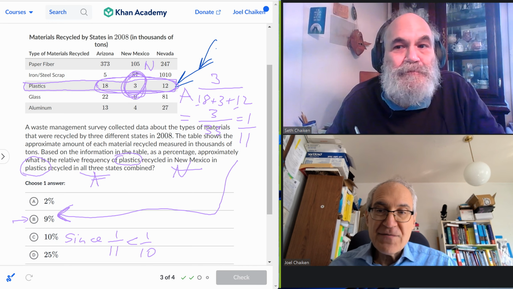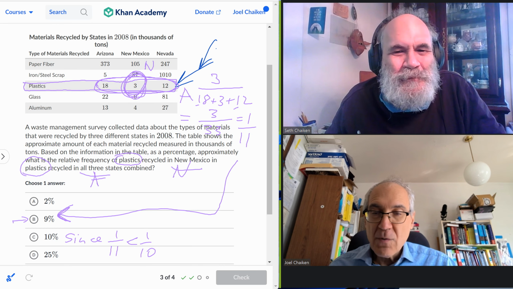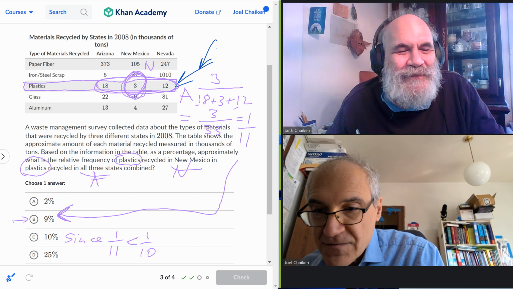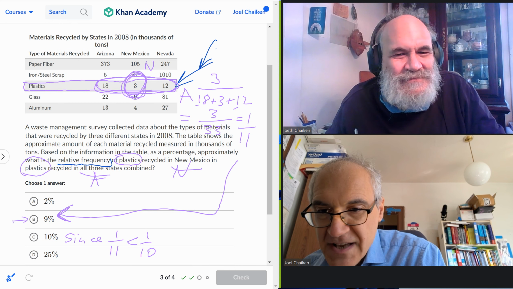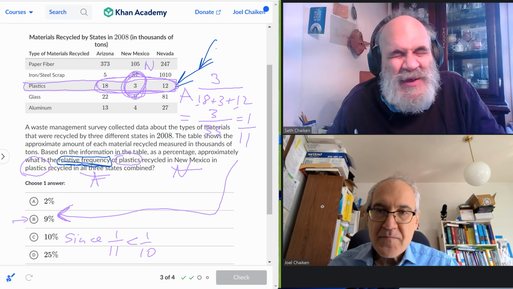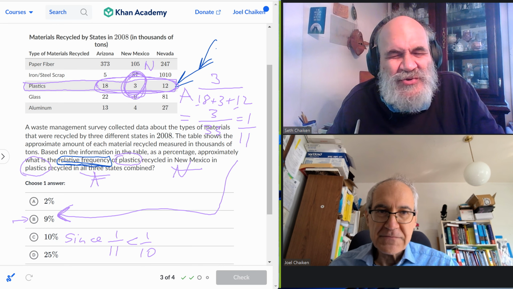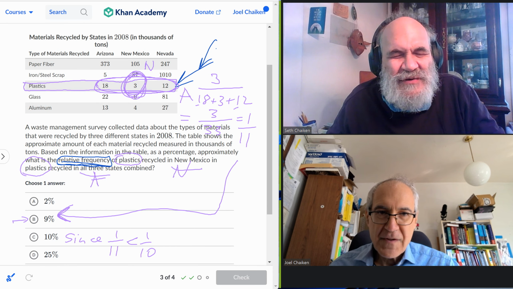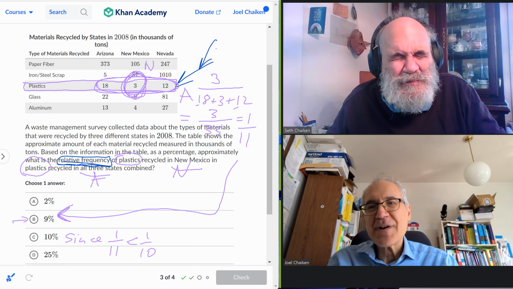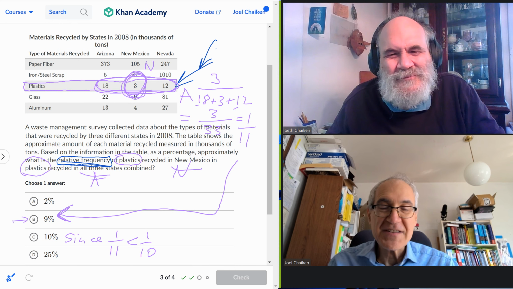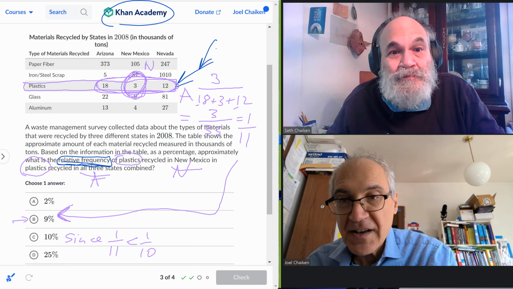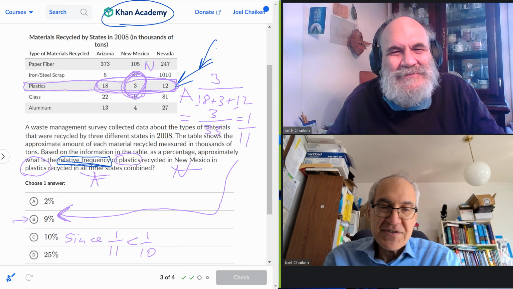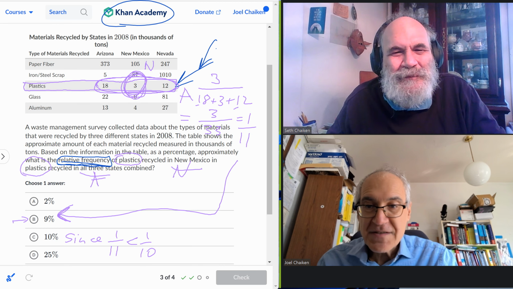So this is a fairly straightforward problem. You just have to know what they mean by relative frequency. It's mostly common sense. It's what you go to school for. They teach vocabulary. And that's why when you study for the digital SAT, you go to Khan and learn about all this stuff and do practice questions. You'll learn what this means.